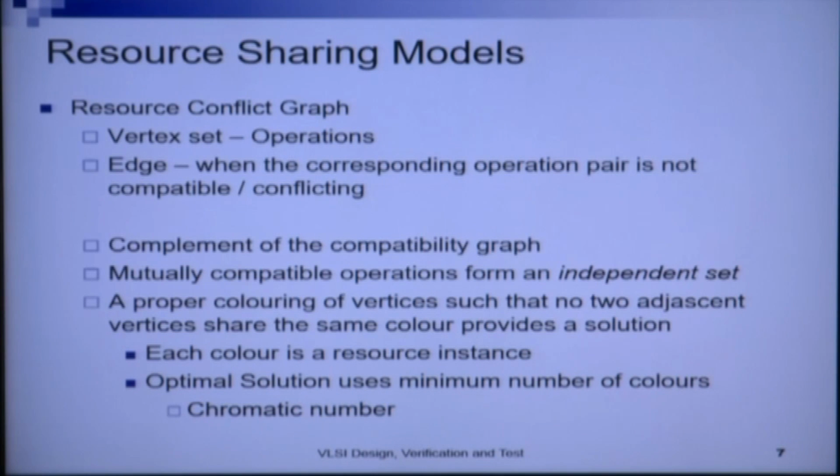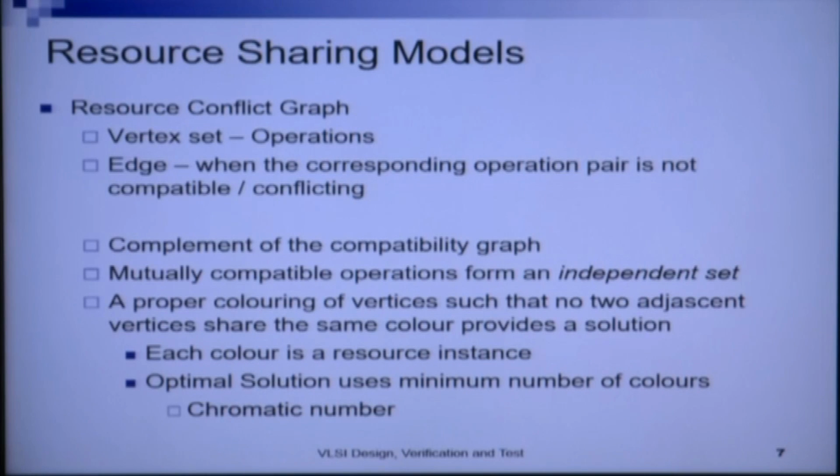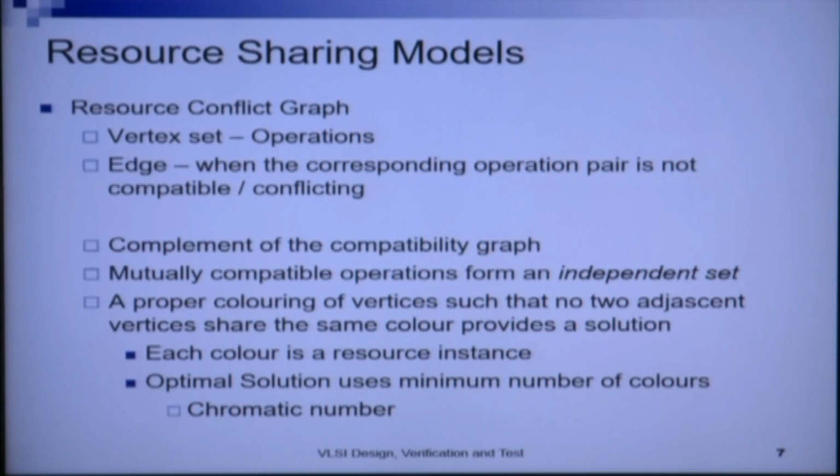A proper coloring of vertices, such that no 2 adjacent vertices share the same color, provides a solution. So what does vertex coloring do? Vertex coloring tries to find the minimum number of colors that are required to color the vertices of a graph such that you cannot assign the same color to 2 vertices that share an edge. These colors actually denote resource instances. Each color is a resource instance. An optimal solution uses the minimum number of colors. Such minimum number of colors is called the chromatic number of the graph.